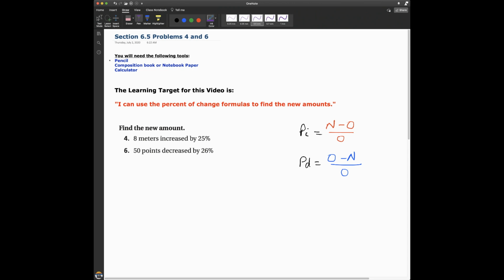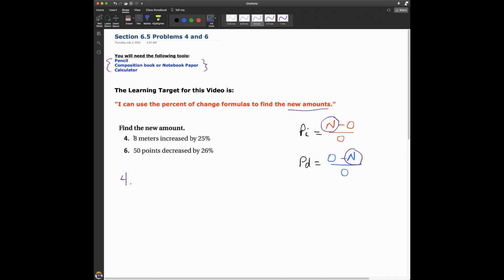Make sure you've got all your stuff: your pencil, composition book or notebook paper to take your notes, and a calculator. The learning target for this video is: I can use the percent of change formulas to find the new amounts. Basically, we're going to use these formulas, and depending upon whether it's an increase or decrease, we need to figure out what n is, the new amount. All right, so let's get started.